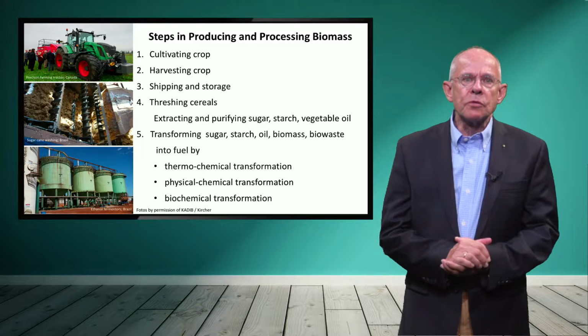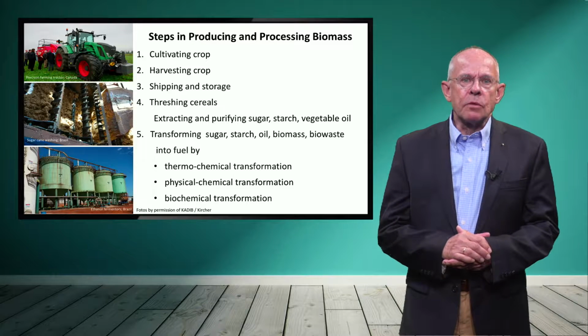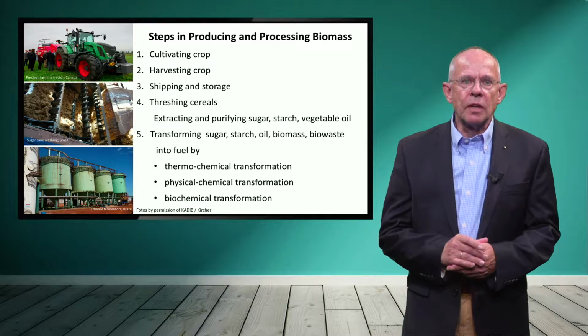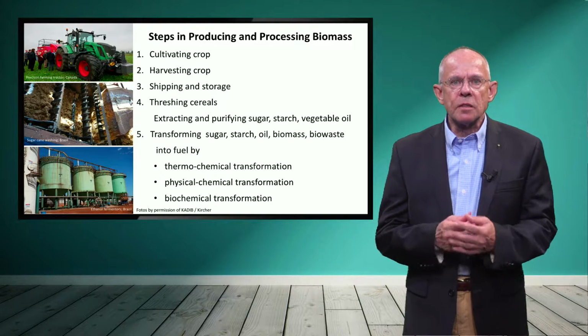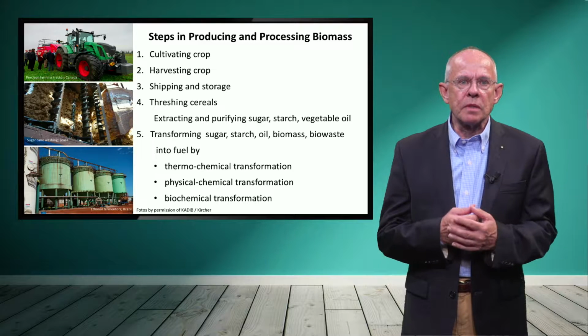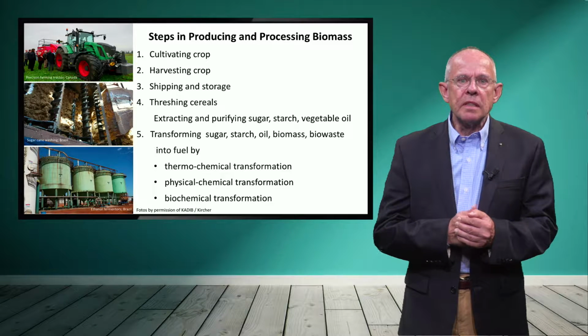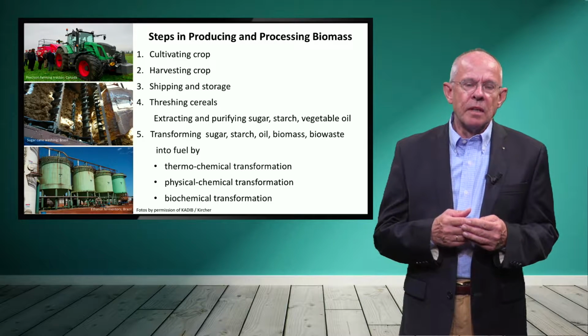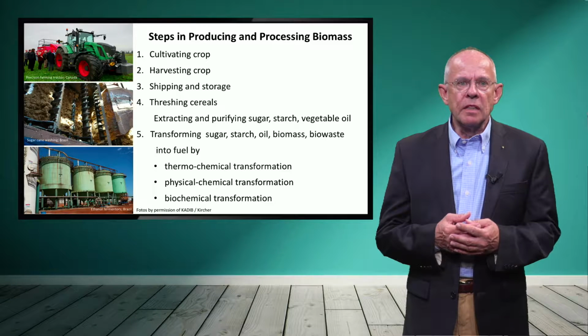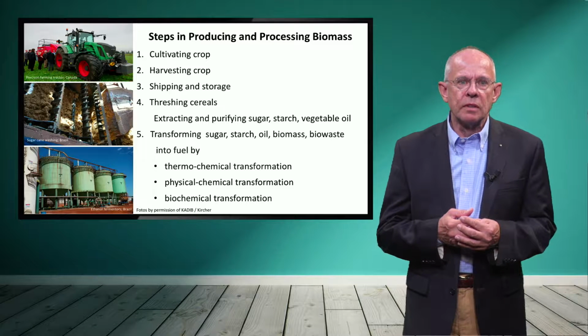Whereas mineral oil comes from limited areas, is transported through pipelines and tank ships over large distances and refined in industrial centers, biomass has to be produced in a multi-step process. As shown in this list of operations, crop needs to be cultivated and harvested. Biomass is perishable and needs to be prepared for shipping and storage.